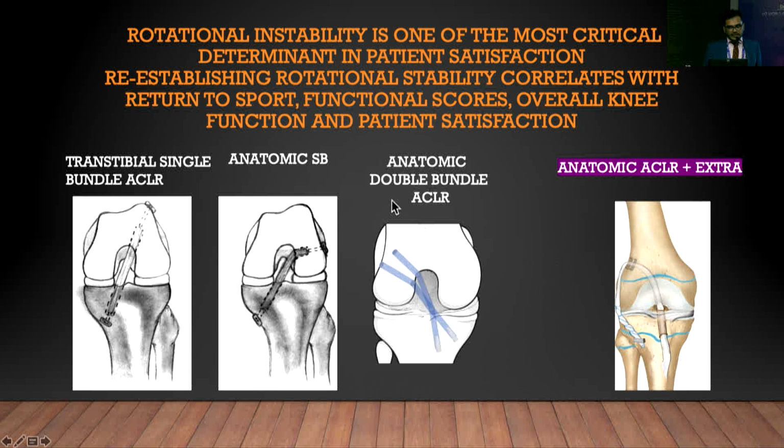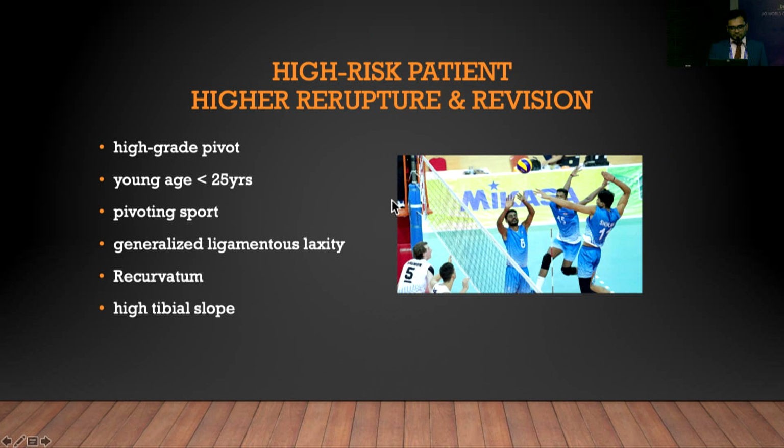And a lot of techniques have been involved. We started with the transtibial single bundle technique, then moved over to the transportal anatomical single bundle technique. Even double bundle ACL reconstruction techniques were described in between, but they didn't succeed in achieving rotational stability. And now something extra has been added to this anatomic ACL reconstruction.